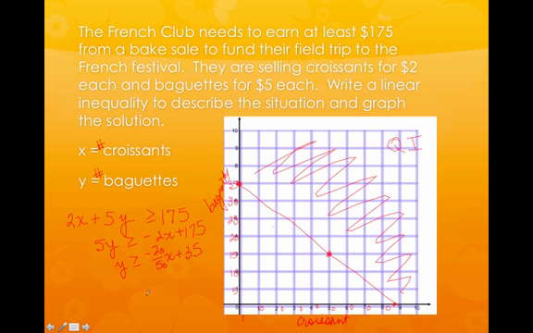Okay, so I have graphed my line, but I have not checked to make sure. So I'm going to see if (0, 0) would solve this equation. If it does, then I've incorrectly shaded. If it doesn't, then I'm in good shape. So is 0 greater than or equal to 35? No, so I have shaded on the correct side of my boundary line.